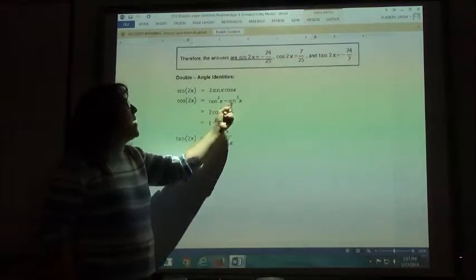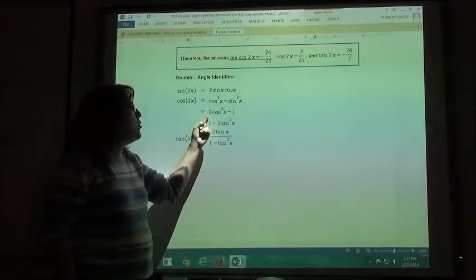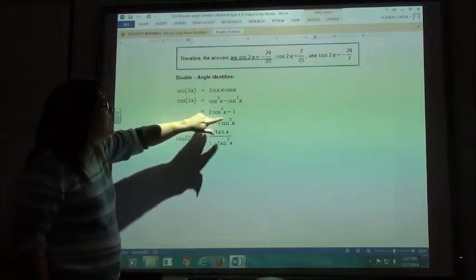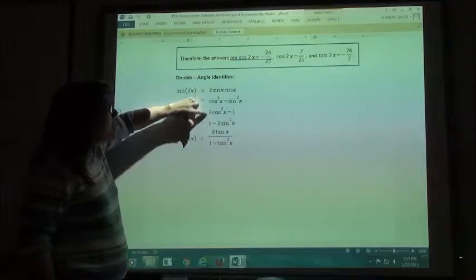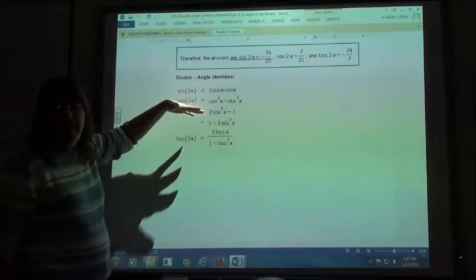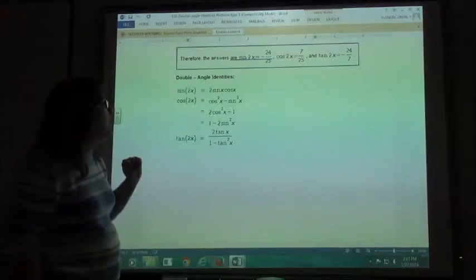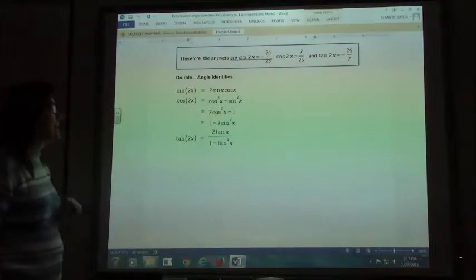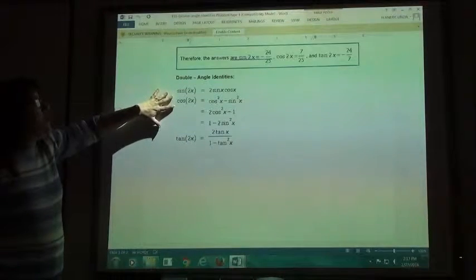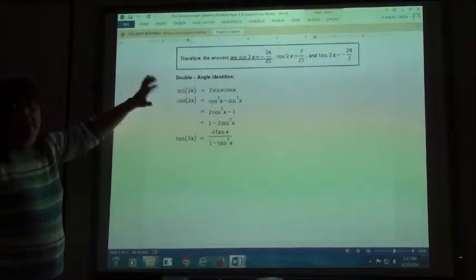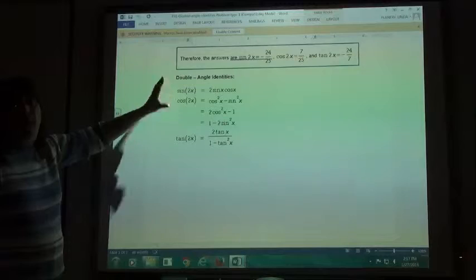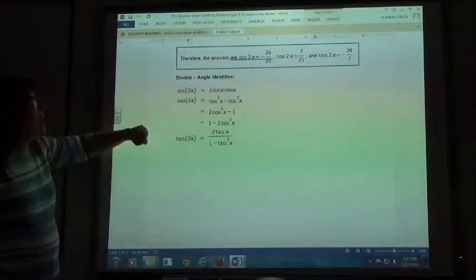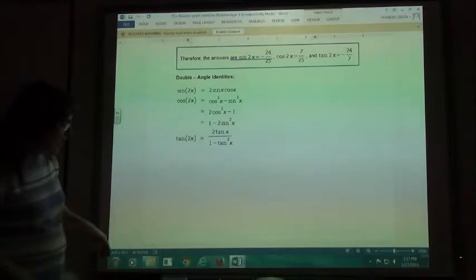So cosine squared minus sine squared, if you like, 2 cosine squared minus 1, or 1 minus 2 sine squared of x. Doesn't matter which one of those 3 you use, you should get the answer with any one of those 3 formulas. Tangent of 2x is 2 tangent of x over 1 minus the tangent squared of x. So again, you're going to want to keep these identities handy. I'm going to write them on my paper so I don't have to flip back and forth all the time. And so look back at those while we're working our problems out.